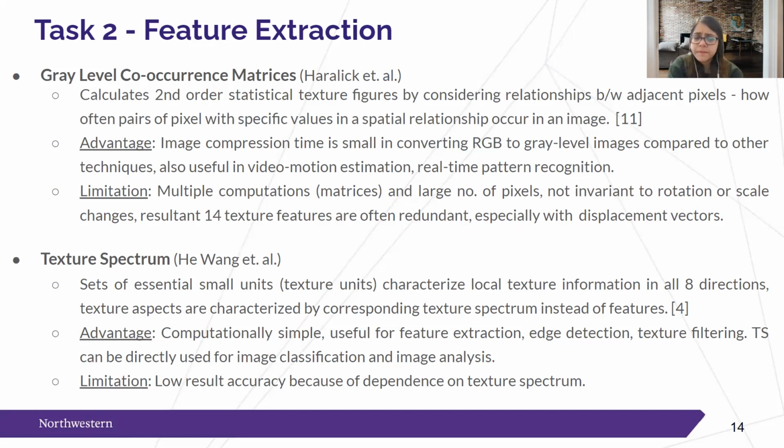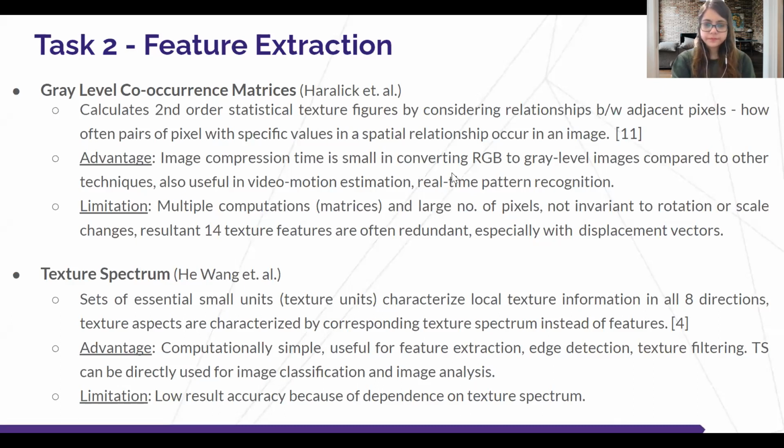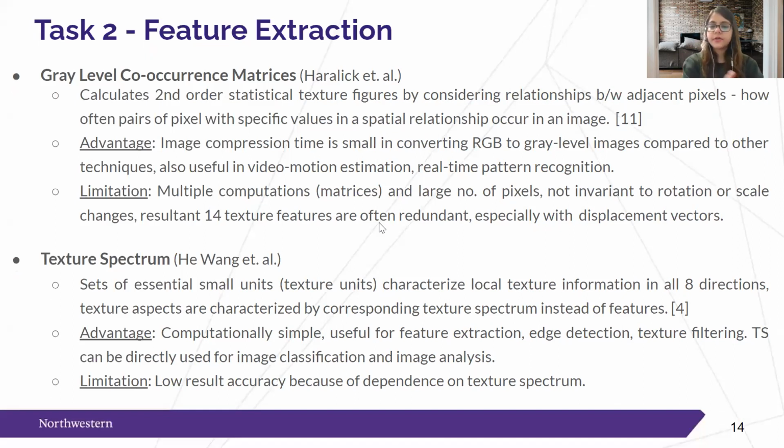Now going on to texture spectrum, here you consider sets of small essential units, or texture units, which characterize the local texture information in all the 8 directions. So here you characterize the texture spectrum instead of the features. And the advantage is that this is a computationally simple method. It's useful for feature extraction and even detecting the boundaries and the edges. And this can directly be used for image classification and analysis. But the limitation is the low result accuracy because of dependence on the texture spectrum.